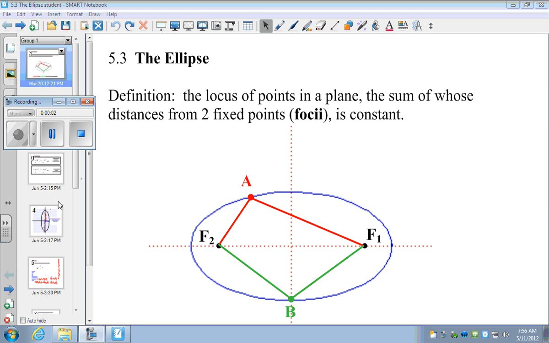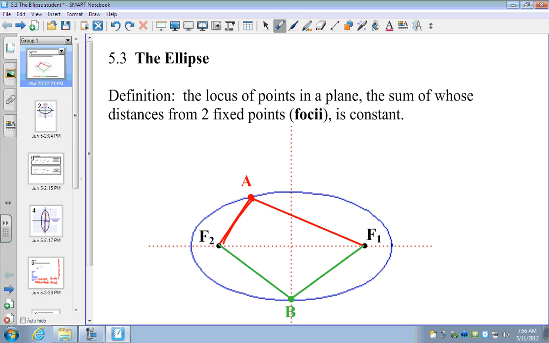Section 5.3, the ellipse. An ellipse is defined as the locus of points in a plane, the sum of whose distances from two fixed points, two foci, is constant. What they're saying here is that this red line, those distances, whatever distance that is, is the same as this distance. No matter what point I chose on the curve, if I added up its distances to the foci, it would be the same number, no matter where I chose it to be. Okay?